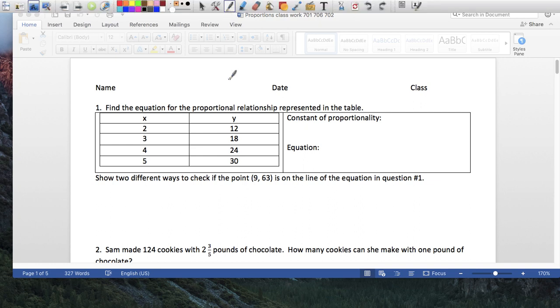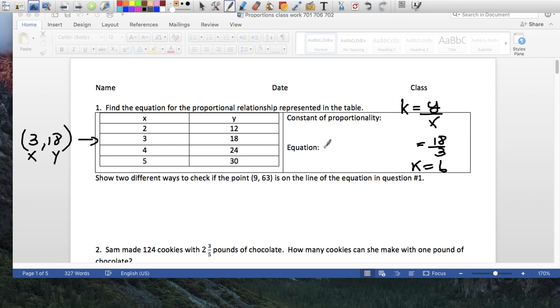So the first: find the equation for the proportional relationship represented in the table. For the constant of proportionality, you can take any of these points, whether it's 2 and 12, 3 and 18, 4 and 24, or 5 and 30. The constant of proportionality is k equals y over x. I'm just going to randomly pick this line, 3 and 18. Remember that this is the x and this is the y. So k equals y over x gives 18 over 3, and k would be 6. So my constant of proportionality is 6.